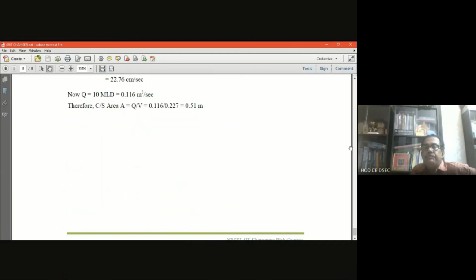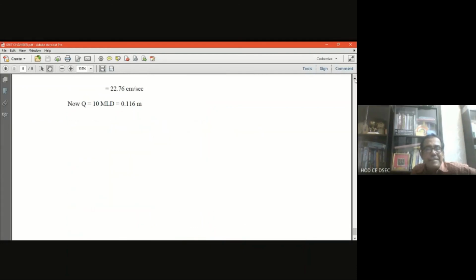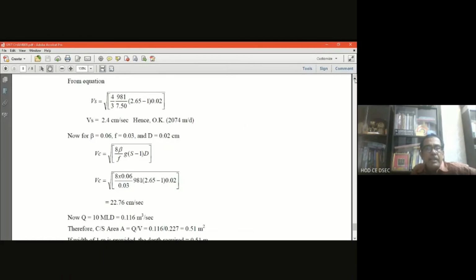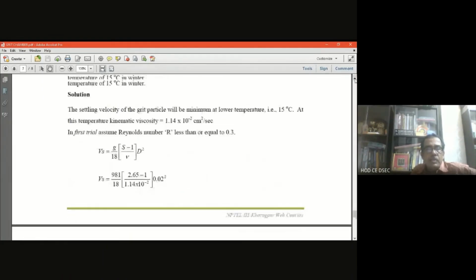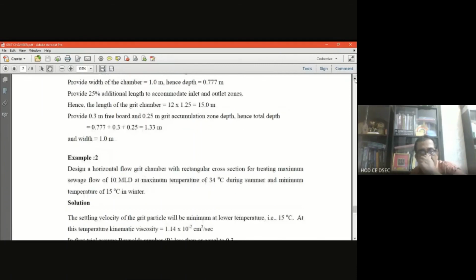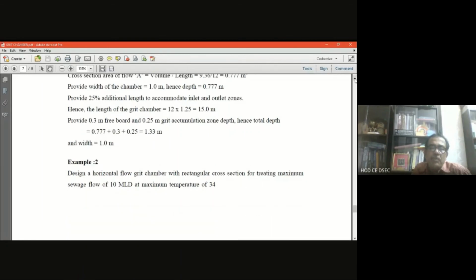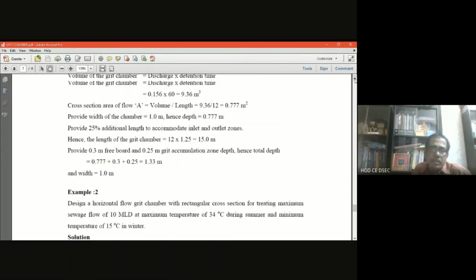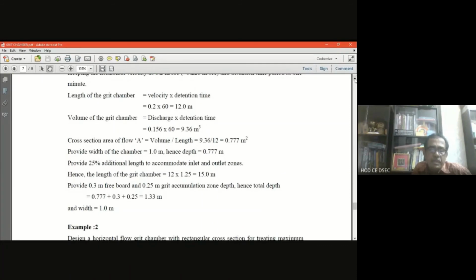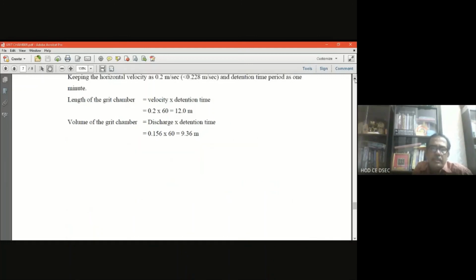Considering the temperature effect, considering the different conditions of the situations, we have seen the Reynolds number more than 0.3. So we have used the drag coefficient. We have found out the Vc. We have found out the V0. Then we found the ratio V0 by Vc. From the ratio V0 by Vc, L by H we have found out. Now L, we have found out the extra length for keeping the provision of the inlet and outlet. So these are the two types of different problems I have shown you regarding the grit chamber.